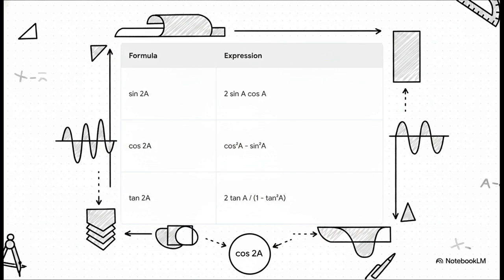But notice how cosine 2A behaves here. It actually gives us 3 totally different derivation options to choose from. You can use cosine squared minus sine squared, or just write it in terms of cosine, or just in terms of sine. Basically, you get to pick whichever tool best solves the specific problem sitting right in front of you.